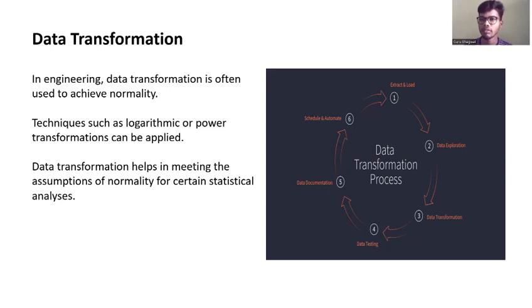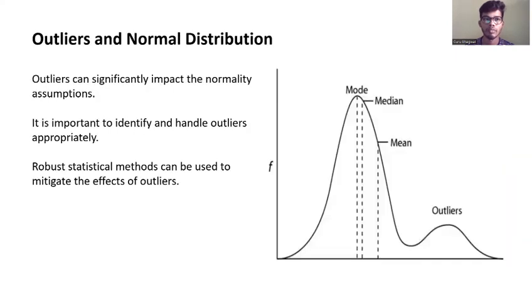First, we have extract and load. Next, data exploration, data transformation, data testing, data documentation. After that, the final step is we have to schedule or automate, and we have to assess how much the percentage significance level can occur.